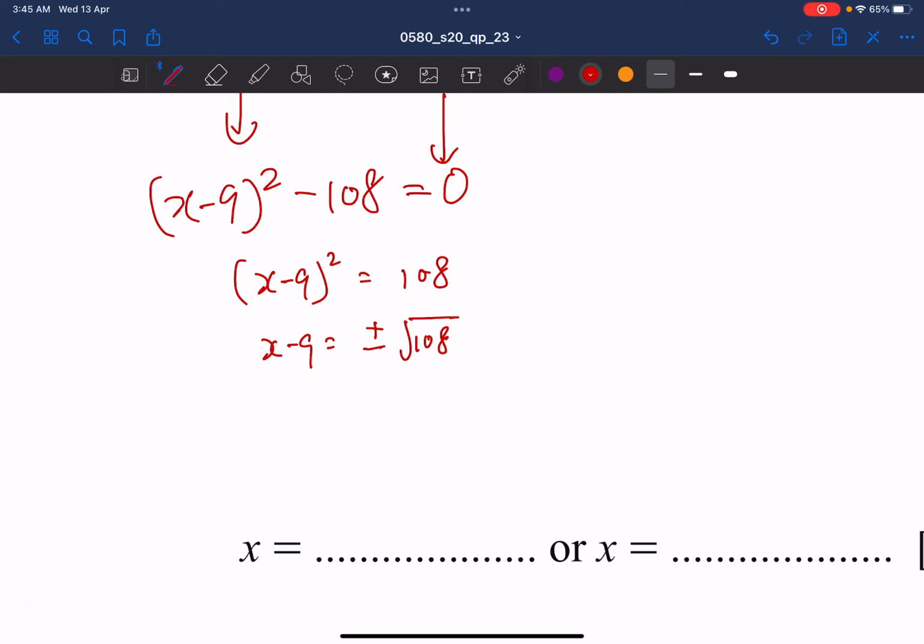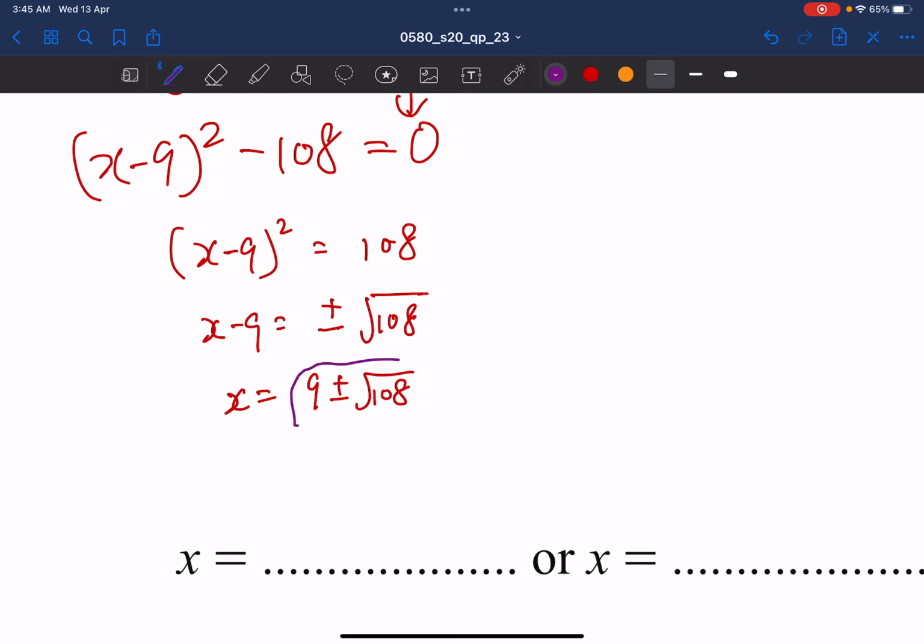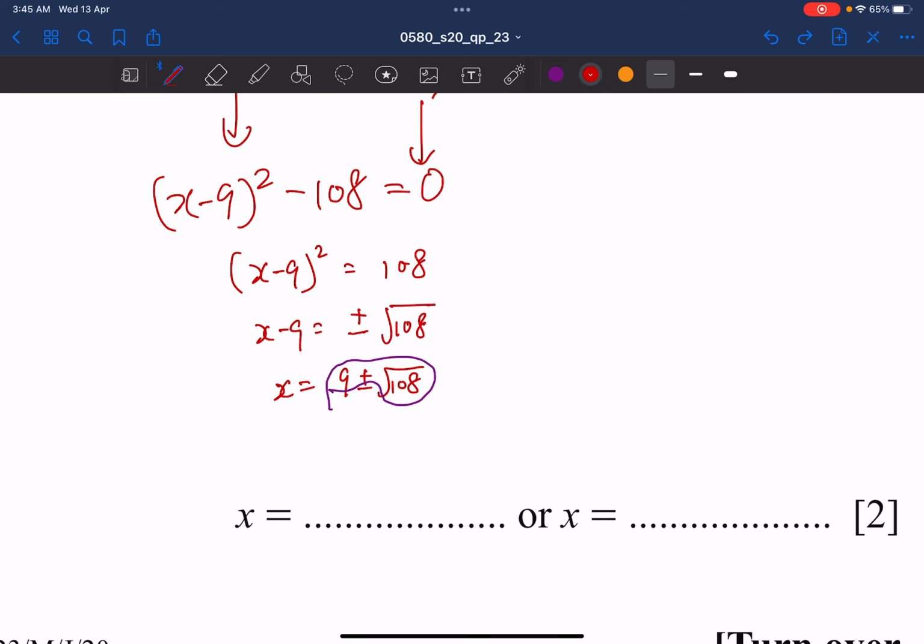Okay, so x equals, move this 9 to the other side, so positive 9 plus minus. So we have two roots, right? We have 9 plus square root 108 and 9 minus square root 108. And calculate this by using your calculator. So one of them will be 19.4, and the second answer will be negative 1.39. Take three significant figures.